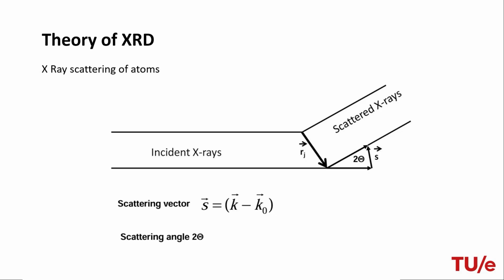As mentioned, when an X-ray beam hits the electrons in an atom, the electrons re-emit or scatter the X-rays in different directions. We can describe the change in the X-ray's direction using a scattering vector, which connects the original wave, K0, to the scattered wave, K. This scattering vector carries information about how the atoms are arranged inside the material.